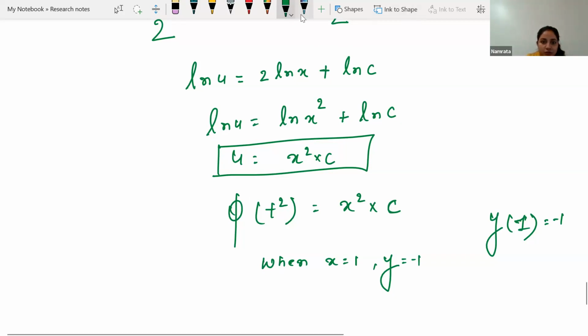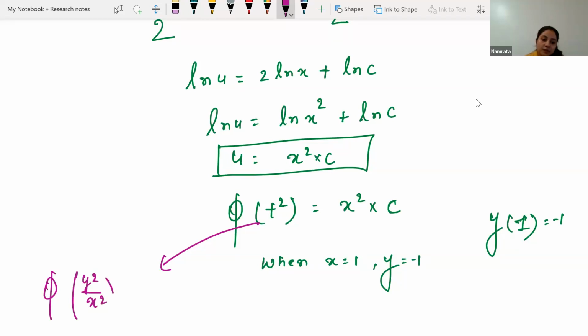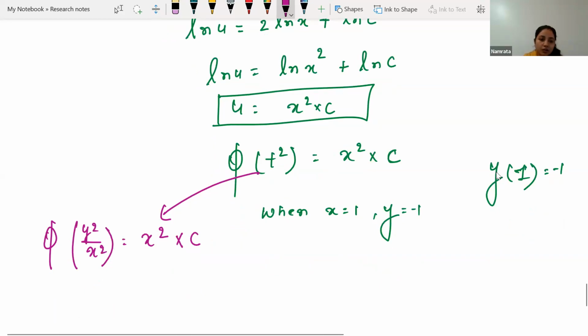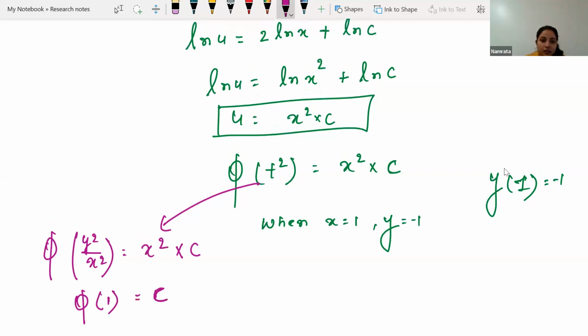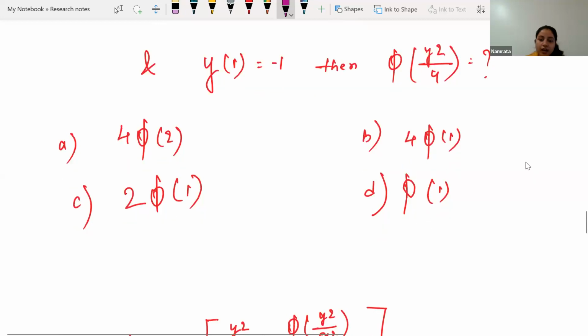Here, before using the condition, let's say phi of t, where t means y by x which we have assumed, so phi of y square by x square is equal to x square into c. If x is 1, y is negative 1, so we substitute x as 1, and only c will remain here, and on the left y square by x square becomes phi of 1. This is what we are getting in the option. Yeah, phi 1 is there.